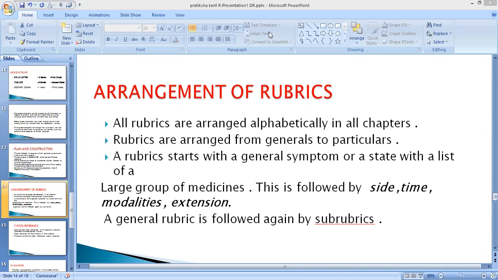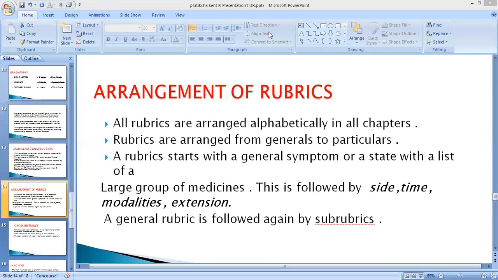So how do we find the rubrics and sub-rubrics related to pain in the repertory? First we have to open the section head. Then in section head we have to find the rubric pain. Under rubric pain, one by one we get the sub-rubrics when we go through the repertory.